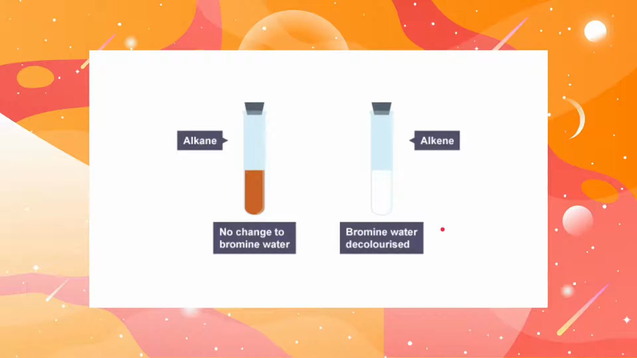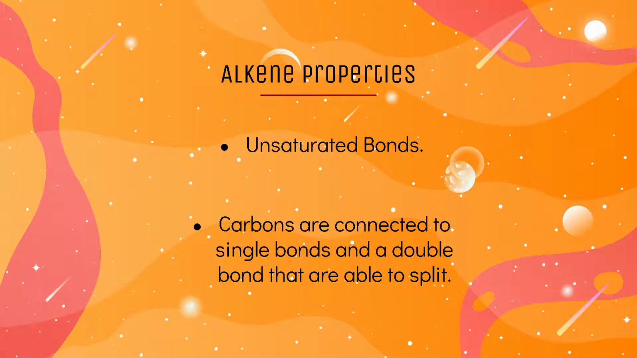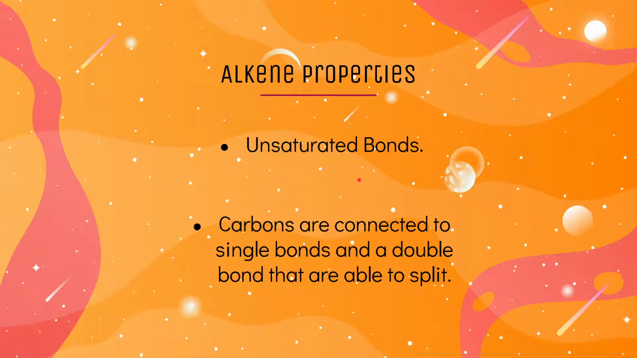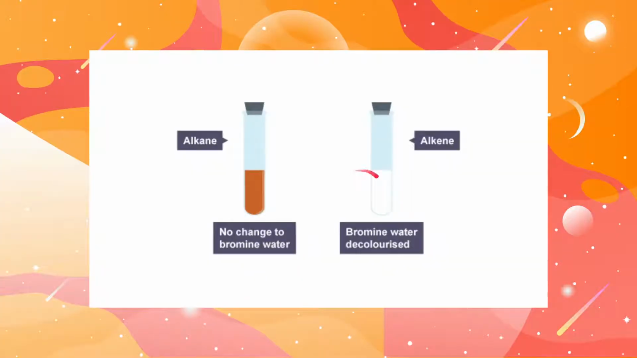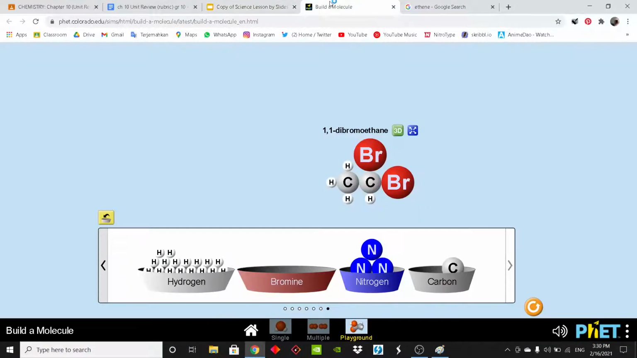But don't drink it, please. It's dangerous and poisonous. Becoming decolorized means there is a reaction. And why is an alkane unreactive but an alkene is reactive? First, it is because an alkane is saturated while an alkene is unsaturated. So that's why alkenes can react with bromine water, while alkanes cannot. And the other reason is because alkenes have double bonds that can split, which I'm going to show right now.